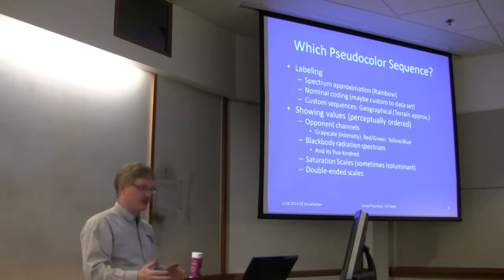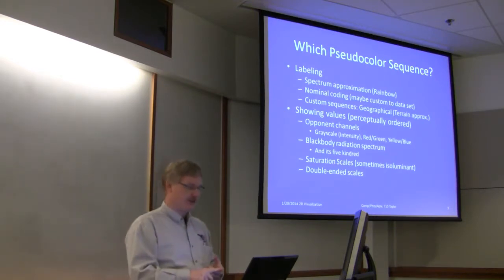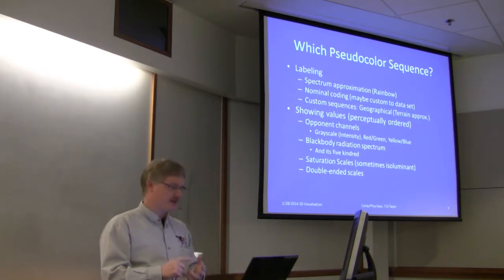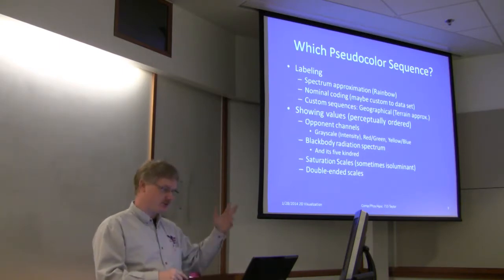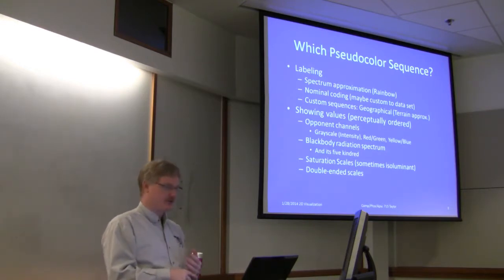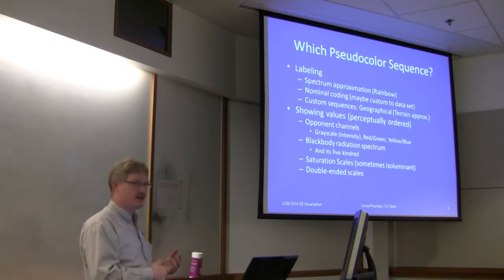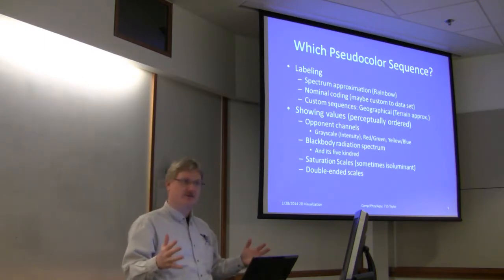So which pseudo-color sequence? Depends on what you're trying to do. You might be trying to label something, and so spectrum approximation, nominal coding, custom sequences, we'll go through those. And you may be trying to show perceptually ordered values, right? And we're going to look at opponent channels, blackbody saturation scales, and double-ended scales as examples of this.